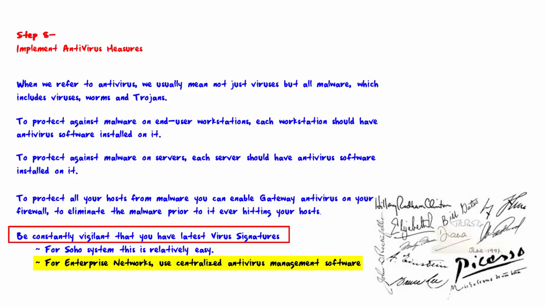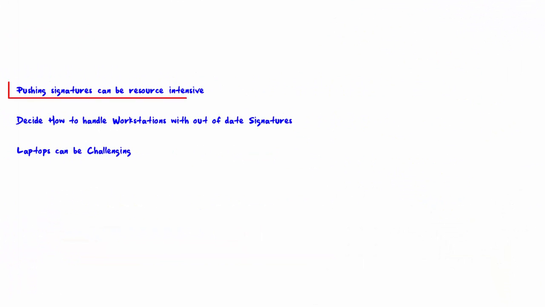You need to use a centralized antivirus management software such as McAfee ePolicy Orchestrator. Using this type of software, you can see every workstation on your network, if each workstation has antivirus software installed, and if each workstation has the latest signatures, and if not, how old they are. As pushing signatures can be resource intensive, you can schedule signature updates to occur outside of business hours.